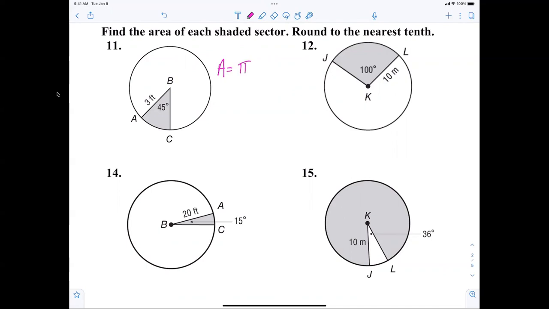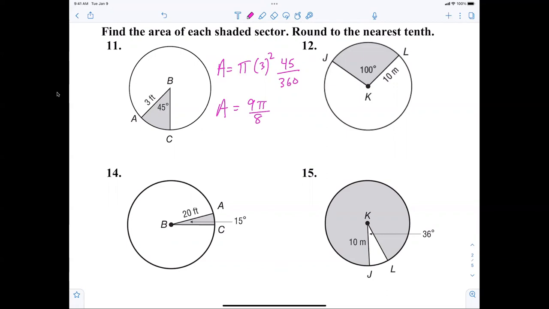What's the radius? 3 squared times what? No, times 45 out of what? 360. So now you're just doing 3 squared times 45 divided by 360. Math, enter, enter. I want it as a fraction. So my answer is 9 pi over 8.